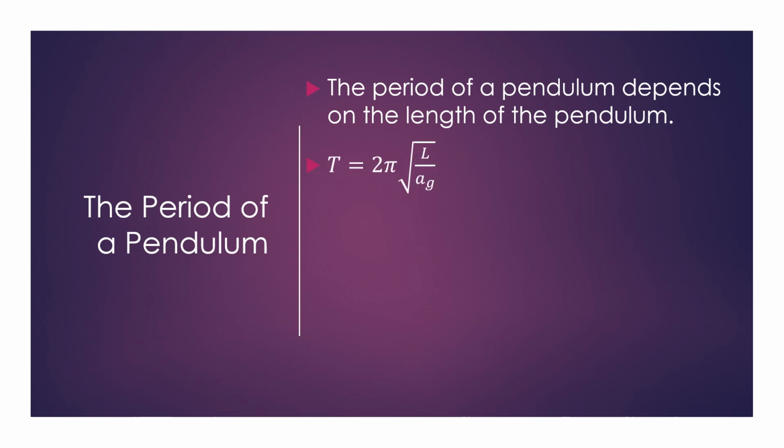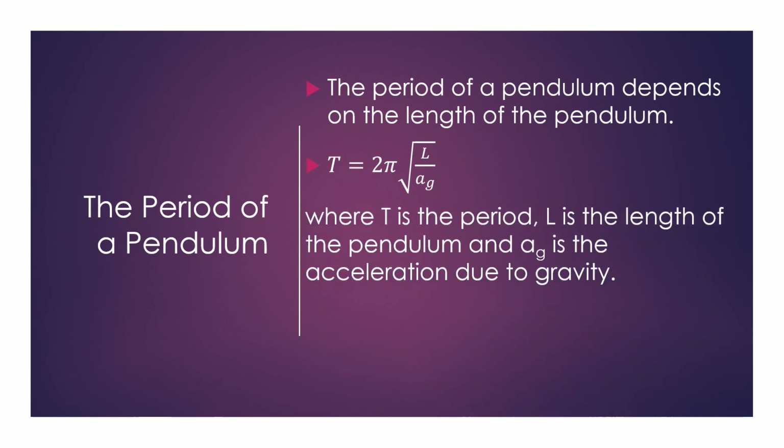And here is the equation. It's on your equation sheet, but we're going to write it down. I know it might be a little hard to see in the back. T equals 2 pi times the square root of L over a sub g. Okay, so T equals 2 pi times the square root of L divided by a sub g. Just to remember, T is the period, L is the length of the pendulum, and a sub g is the acceleration due to gravity.